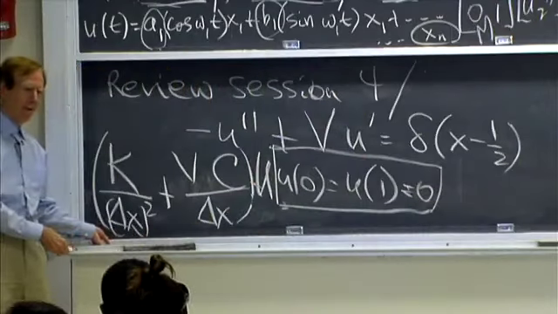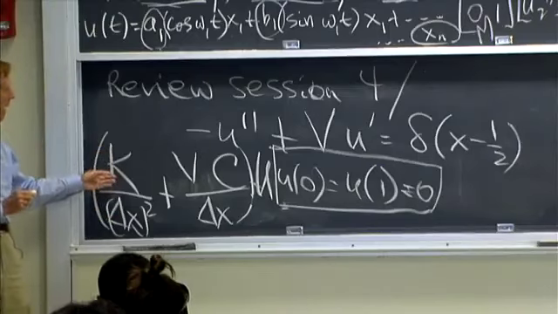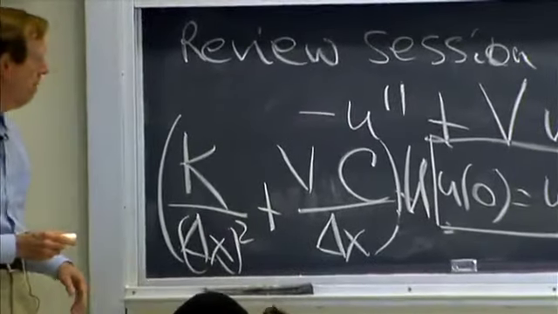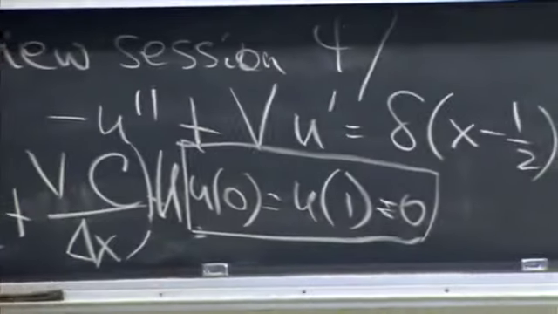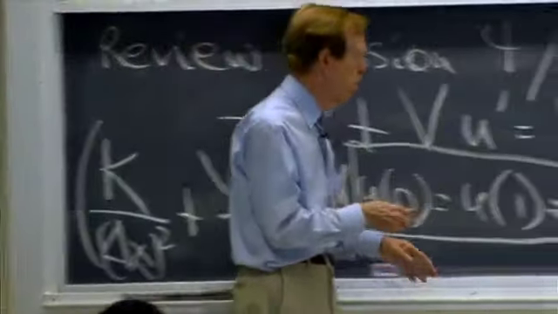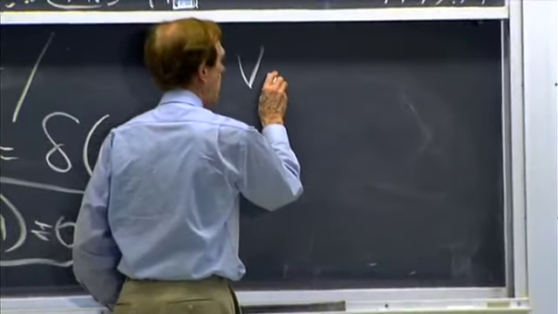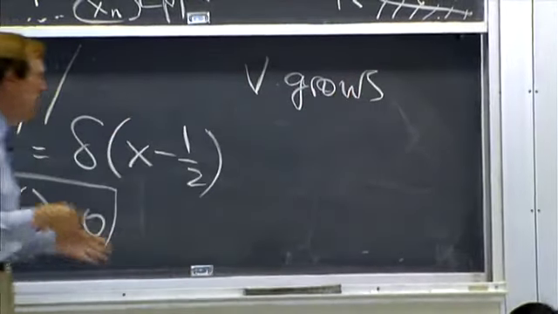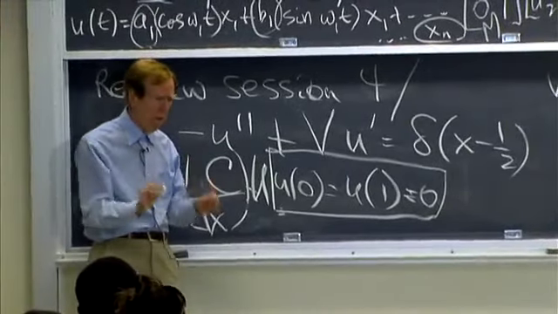I didn't get that very well for the camera, so I'll say it again. We have the second difference that corresponds to minus u double prime, and v times the first difference that corresponds to v u prime. The physical problem is what happens as v grows. How does the solution change as v increases? It's a very practical problem.